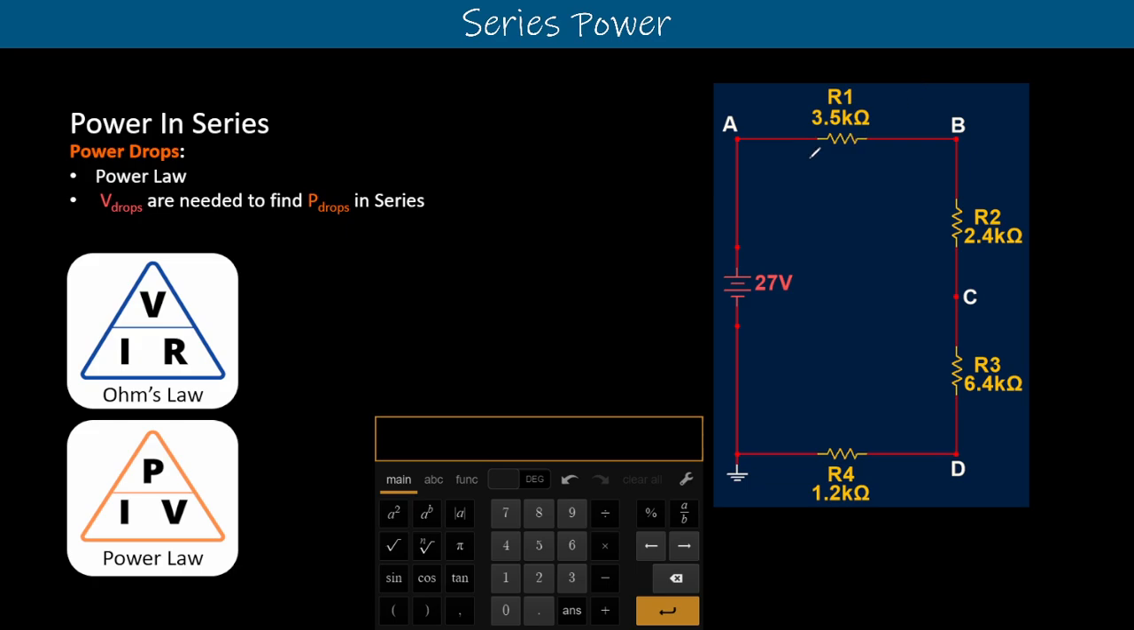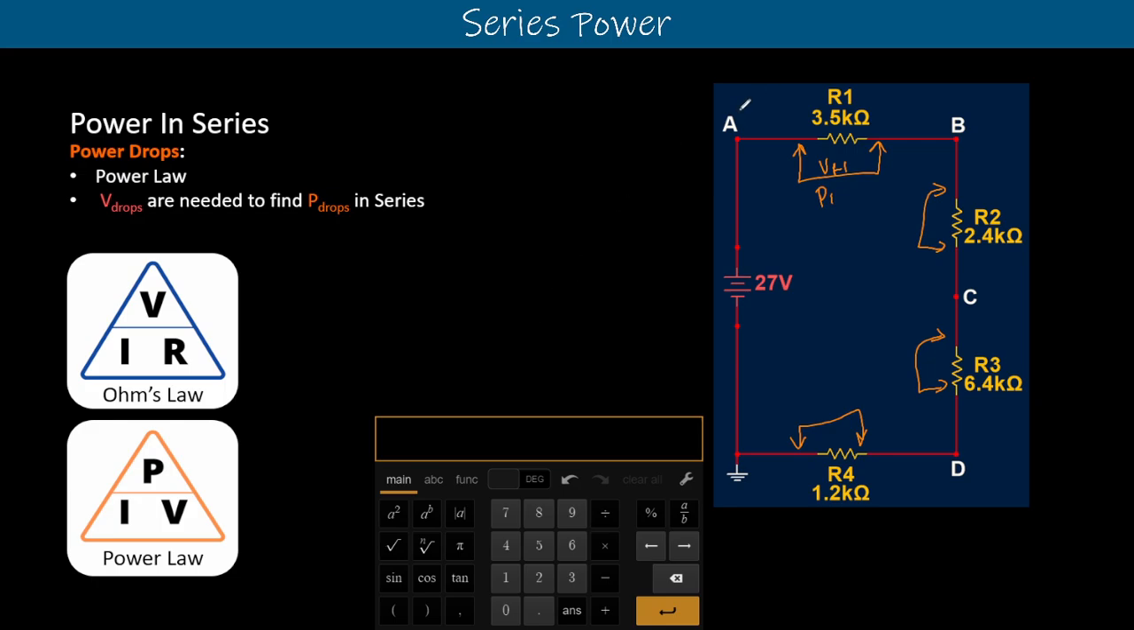Series power is associated with our voltage drops for series circuits. So we know that there's a voltage drop, VR1, and a power drop, P1. And we also have a VR2 and P2, a VR3 and P3, and a VR4 and P4. So we'll have a power drop and a voltage drop for each one of our resistors.